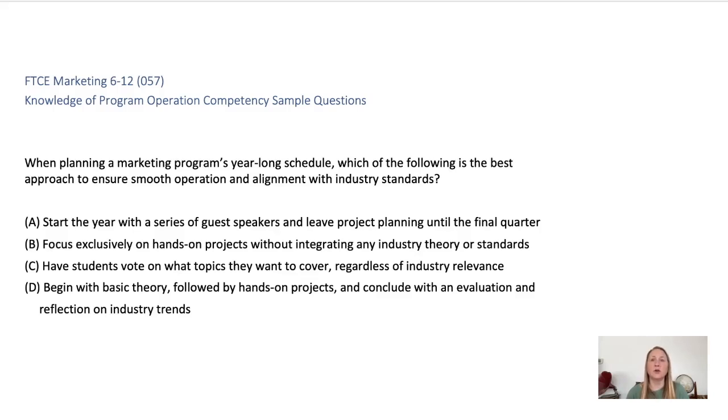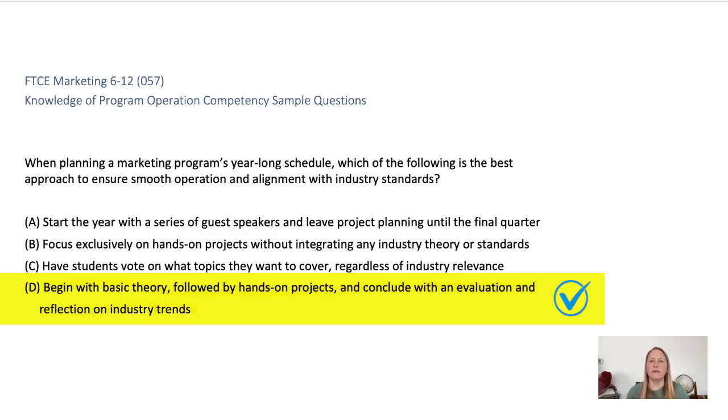A. Start with guest speakers, delay projects is incorrect. Guest speakers can be valuable, but delaying project planning until the end limits students' time to apply what they've learned. B. Focus only on hands-on projects is incorrect. Practical work is important, but without theory or standards, students may miss key concepts and lack industry-aligned understanding. C. Let students choose topics regardless of relevance is incorrect. Student choice is great, but ignoring industry relevance can result in gaps in essential skills and knowledge.